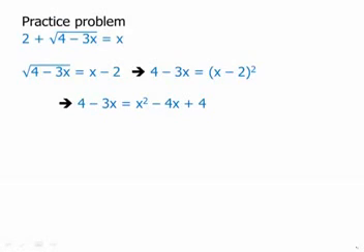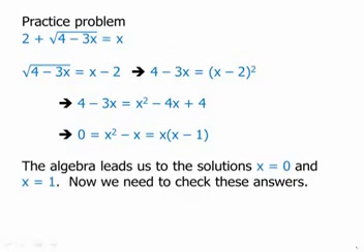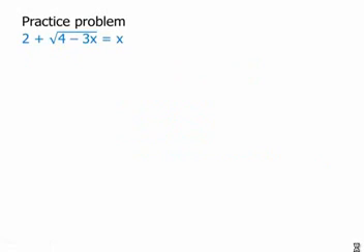Now we're going to subtract 4 from both sides and add 3x to both sides, and this will lead us to x squared minus x. Very easy to factor that. That factors to x times x minus 1, and the algebra leads us to the solutions x equals 0 and x equals 1. Now we need to check these answers. Okay, so those are the roots that the algebra found for us.